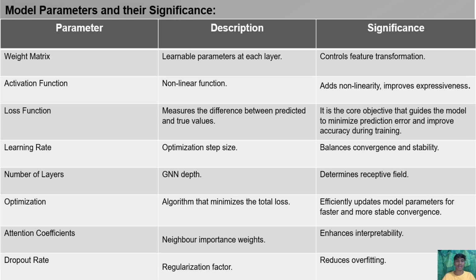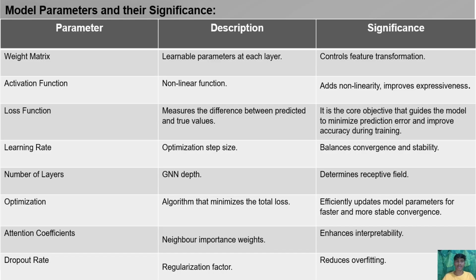Number of layers. The number of layers determines the depth of the graph neural network. More layers allow the model to capture broader neighborhood information, but too many can cause oversmoothing. So it's about finding the right depth of the receptive field. Optimization. The optimization algorithm minimizes the total loss function by updating parameters efficiently. Methods like Adam and SGD help achieve faster and more stable convergence during training.